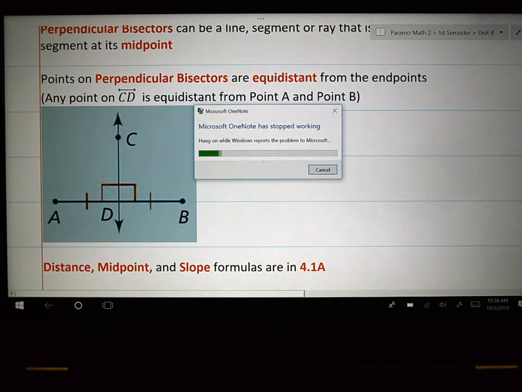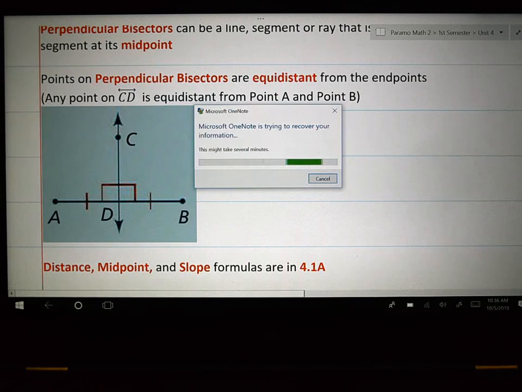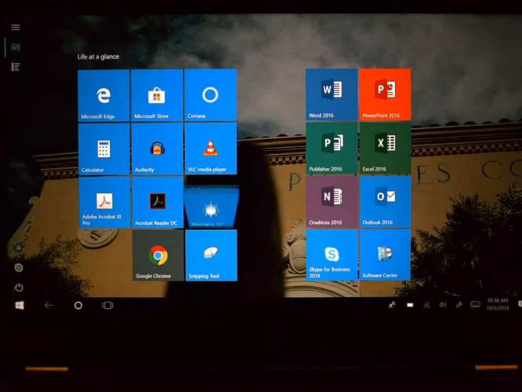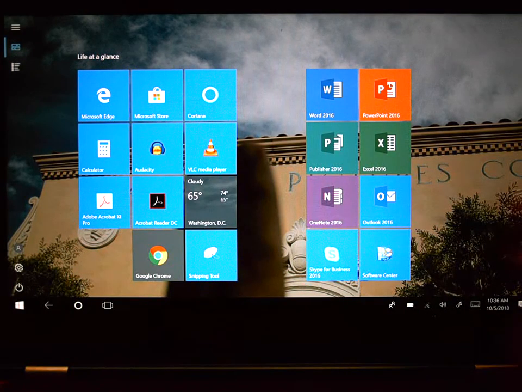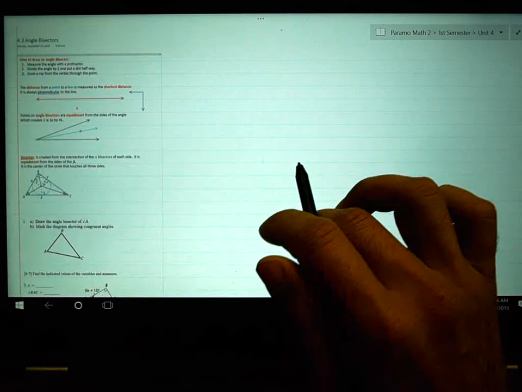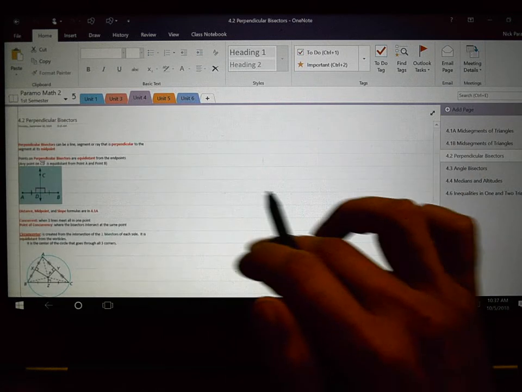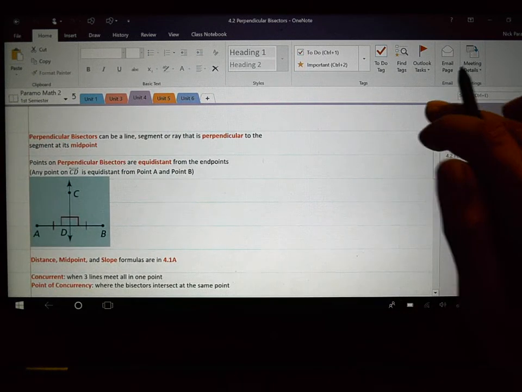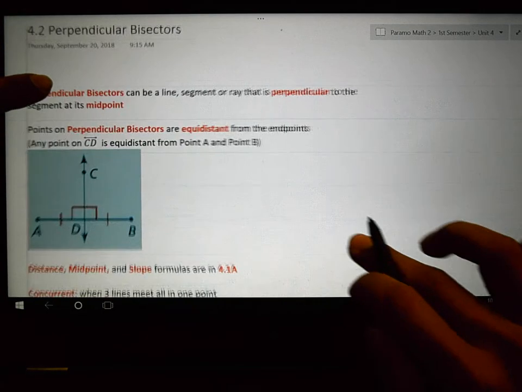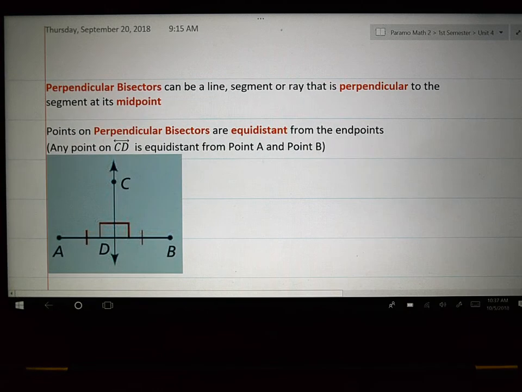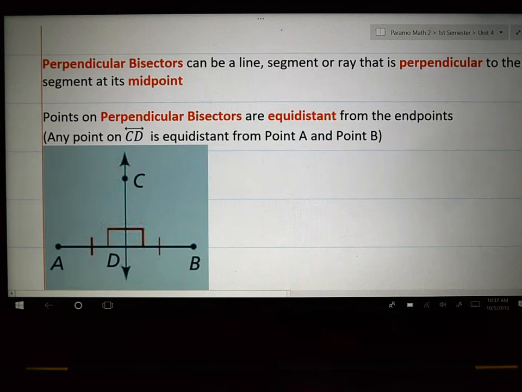Going to crash. Don't worry, it'll crash and then come back, I think. Wrong section. This section. Back. Great. Not a perfect recording, but that's how it goes sometimes.